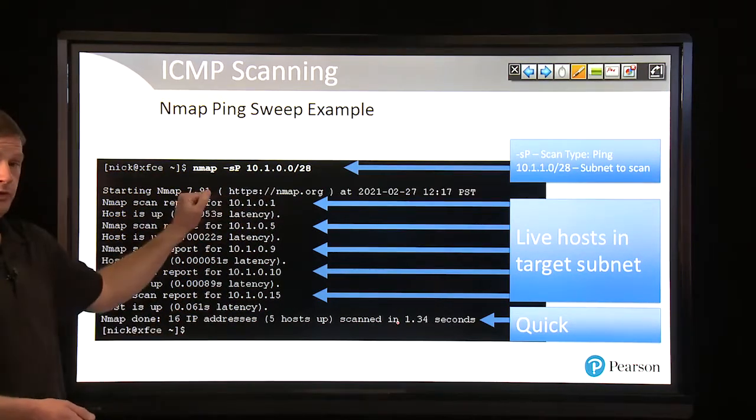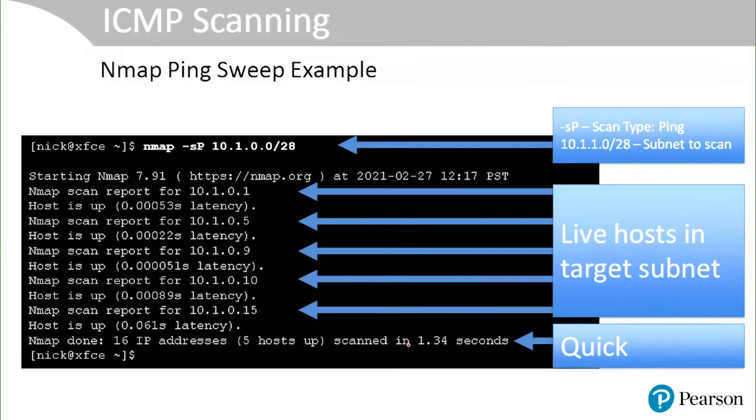Once we hit enter on this command, it's going to send an ICMP echo request to every host in this subnet. That's 14 possible hosts. It will display the hosts that do respond. So host is up, 10.1.0.1, host is up. Given that that's the first IP in the subnet, there's a good chance that is the router for the subnet.